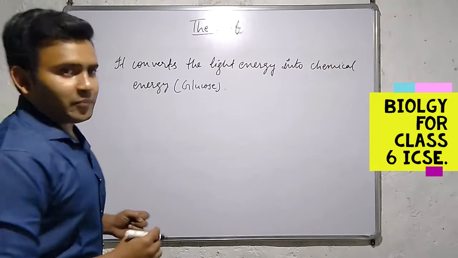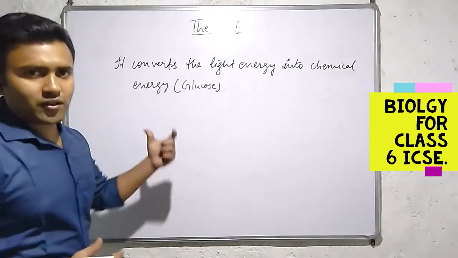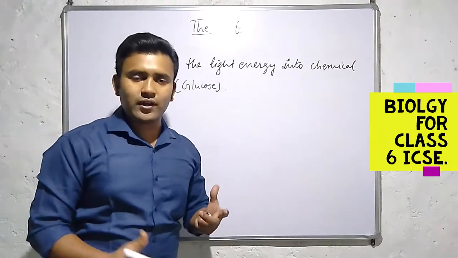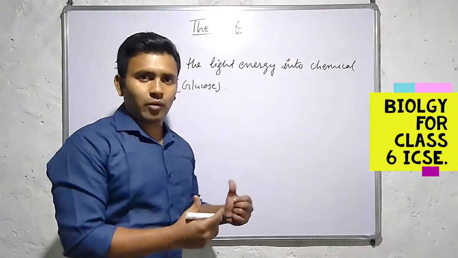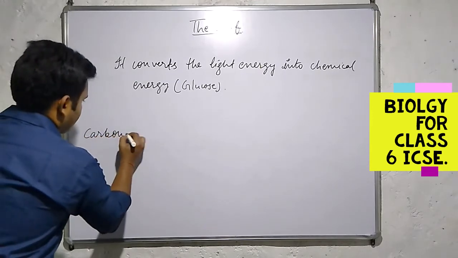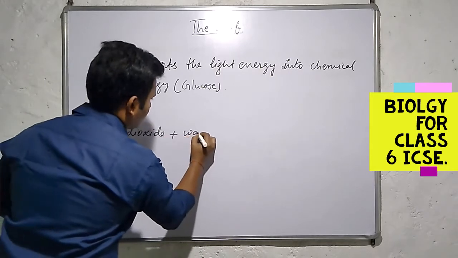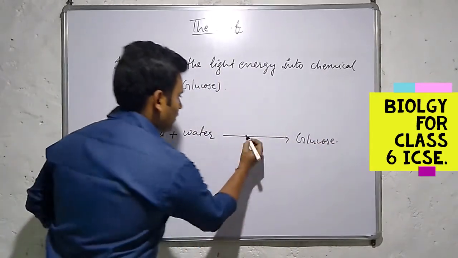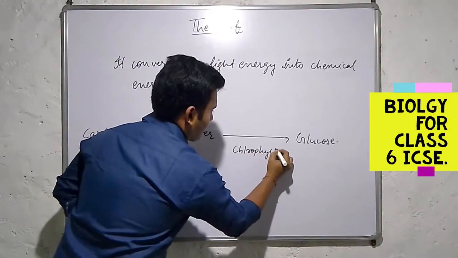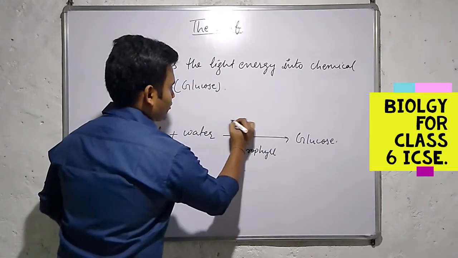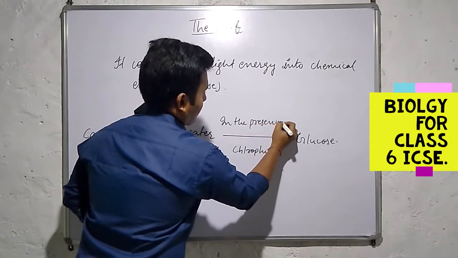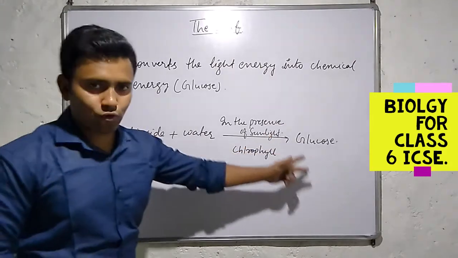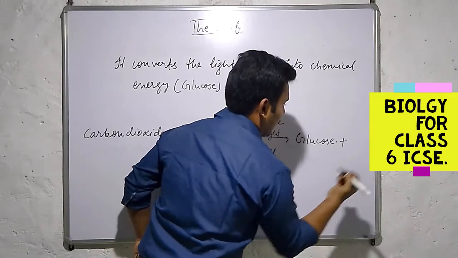So I will explain you this with an equation. So what happens in this process? Plant takes raw materials like carbon dioxide and water. Carbon dioxide plant takes from the atmosphere and water from the soil. So by using these two raw materials, carbon dioxide and water, they make glucose. And for this process, chlorophyll plays an important role in the presence of sunlight. And in this process, apart from making food, that is glucose, plant also releases a gas which is called oxygen.